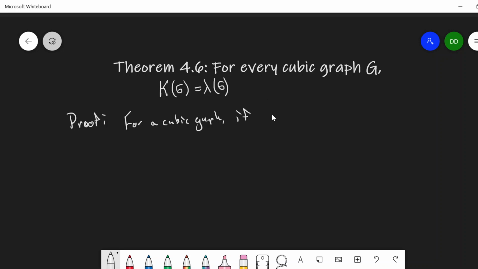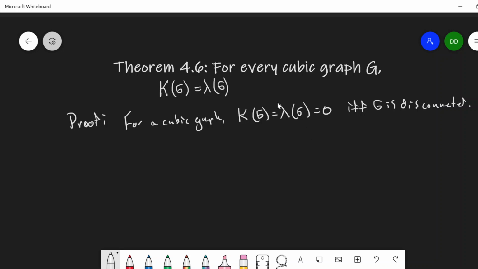For a cubic graph, we have that the vertex connectivity is equal to the edge connectivity is equal to 0 if and only if G is disconnected. So if it's a disconnected cubic graph, then both of the connectivities are 0 and the equality holds.